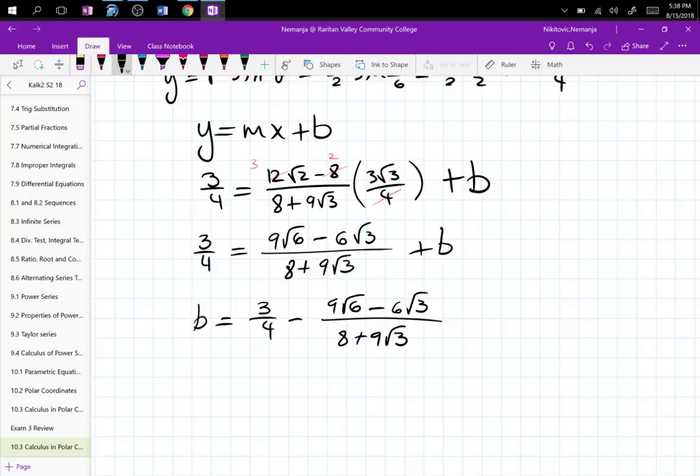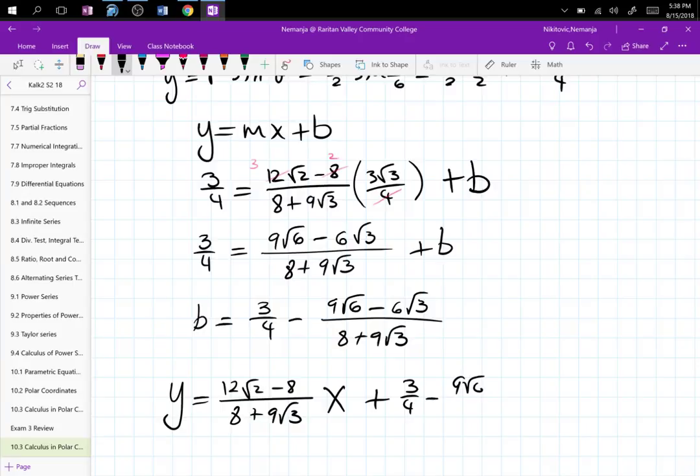So we could combine this, or we could just say, okay, y equals, and then just write what it is: 12 root 2 minus 8 over 8 plus 9 root 3, x. So this is y equals mx. And then we have plus b, which is 3/4 minus 9 root 6 minus 6 root 3 divided by 8 plus 9 root 3.